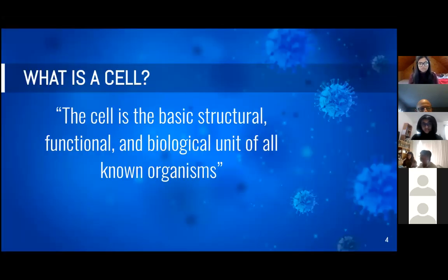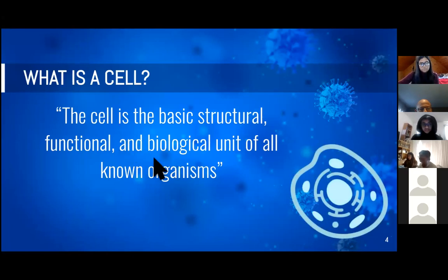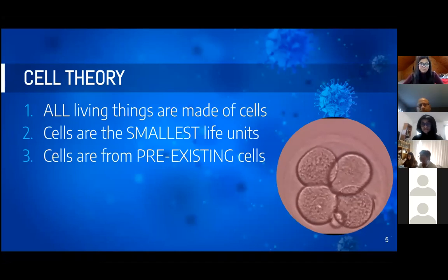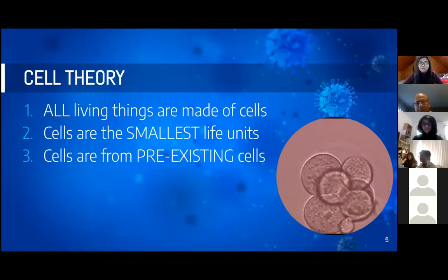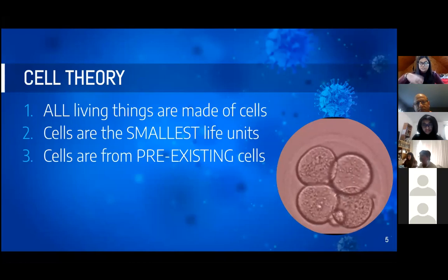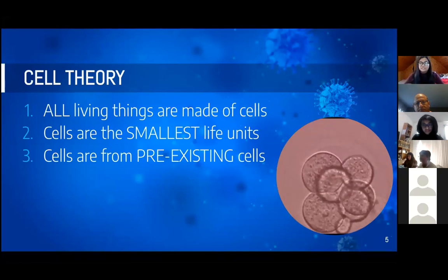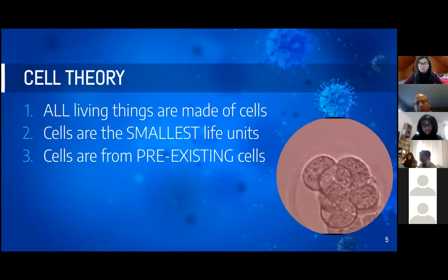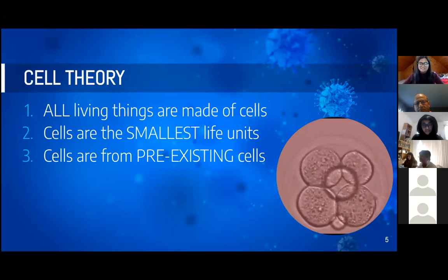So what is a cell? The website definition or any textbook definition would say that the cell is the basic structural, functional, and biological unit of all known organisms. The cell theory basically states that all living things are made up of cells. Cells are the smallest unit of life, and cells are made from pre-existing cells. What this means is that the cells we have in our bodies are all from old cells which have divided and created them. And also, the cell is the smallest thing that can carry out all of life's basic processes.